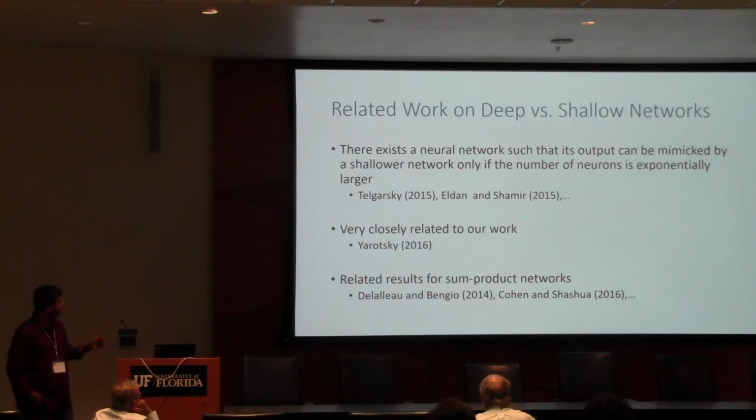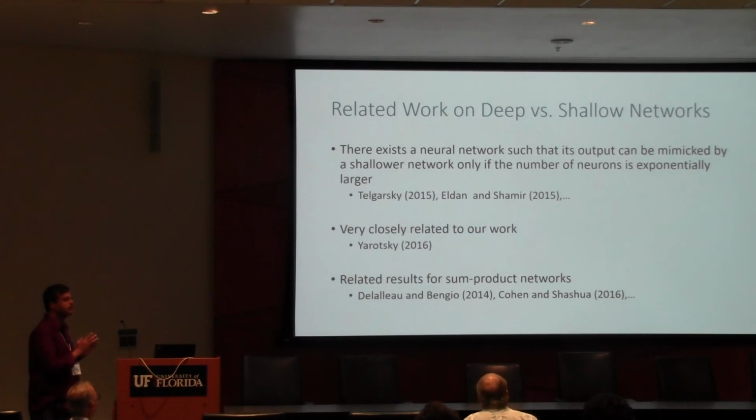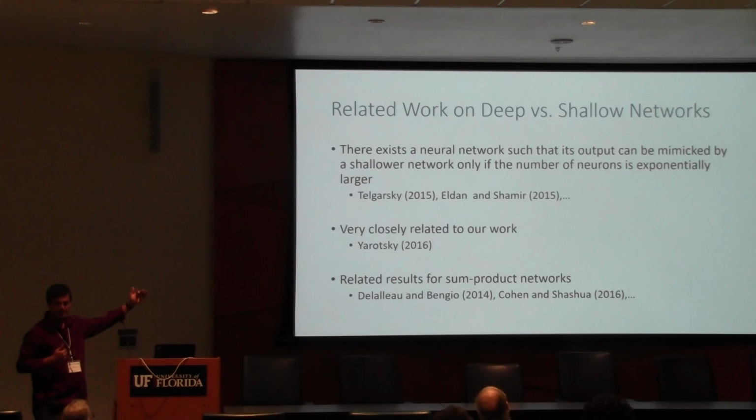Okay? And my answer is going to be that deeper networks, meaning more layers, are better. And there is work related to this as well. So much of the earlier work on this topic, basically they say that I'm going to give you a particular network with 3 layers. If you try to mimic the function of the 3-layer network with a 2-layer network, then the number of neurons that you need becomes exponentially larger.